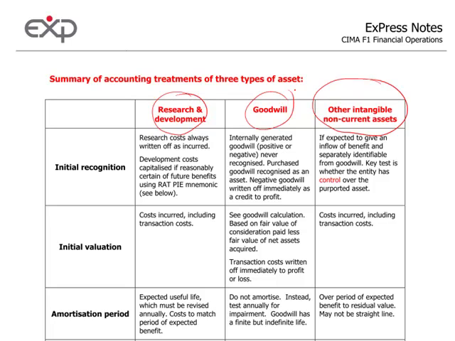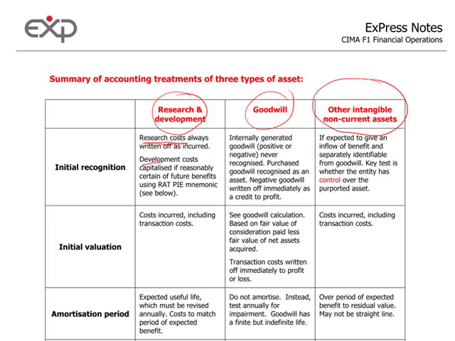Now let's talk about initial recognition for research and development. If you take the research costs, you will always write those costs off. Because the outcome, remember in recognition criteria, the outcome is not probable. You are researching different, let's say, drugs, like in medicines, and at the research stage, you are not sure of the outcome. Because of that, because you don't have a probable outflow of resources, you will never recognize research cost in the statement of comprehensive income. So you write them off immediately.